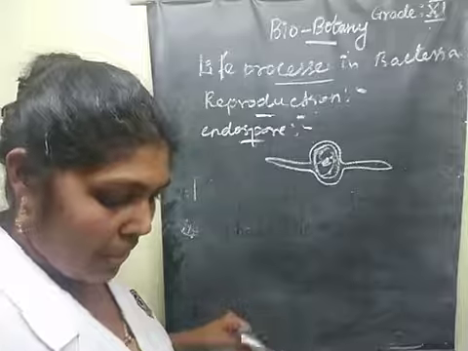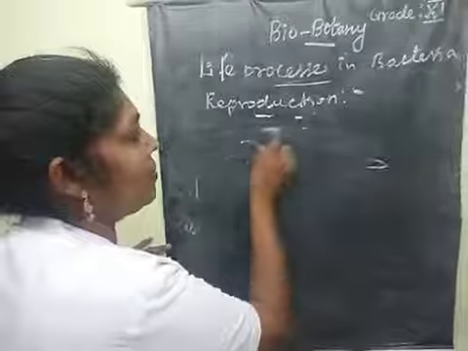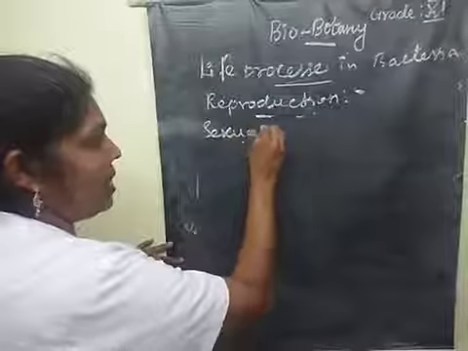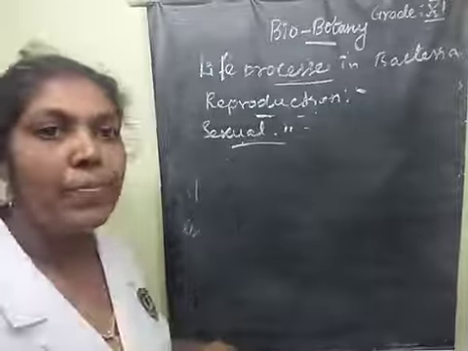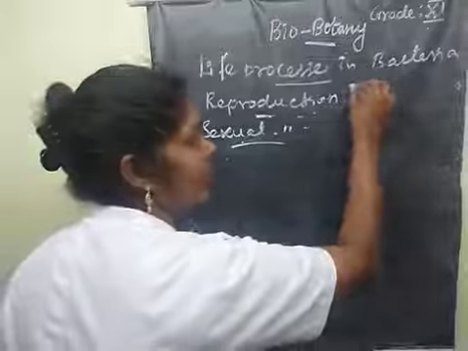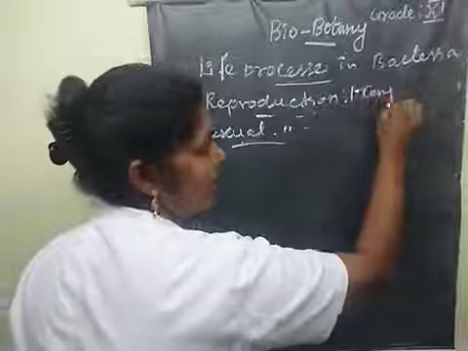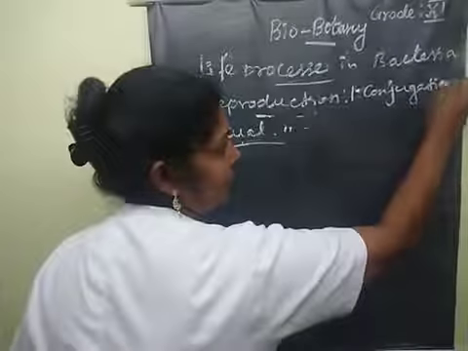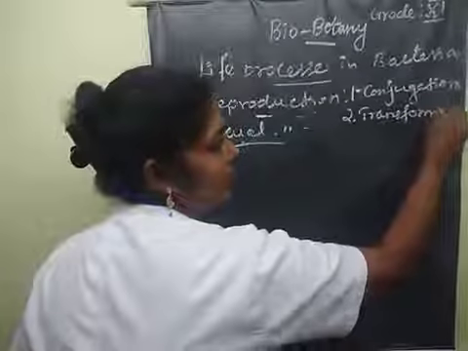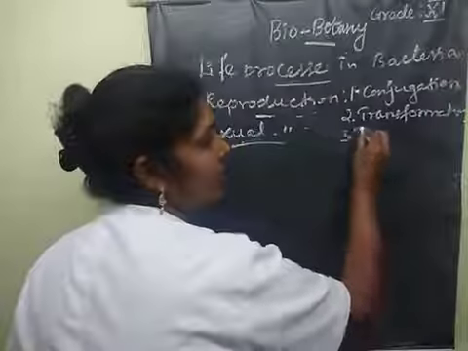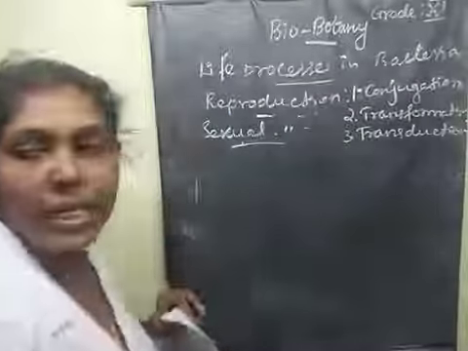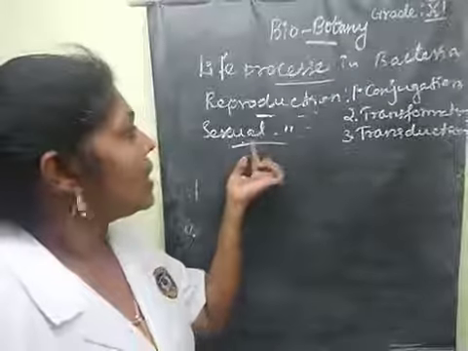Yes. Next, we are moving to the second type of reproduction. The major type of reproduction is sexual reproduction. Clear? Sexual reproduction comes under 3 methods. What are the 3 methods? Very good. First one is conjugation. Then the second one is transformation. And the third one is transduction. Understood, children?